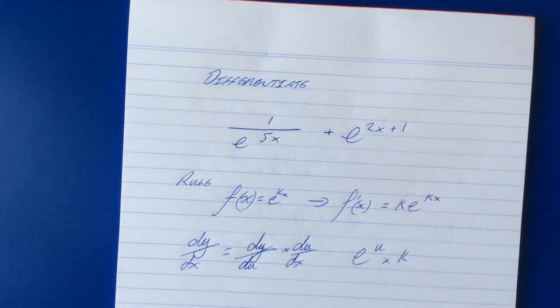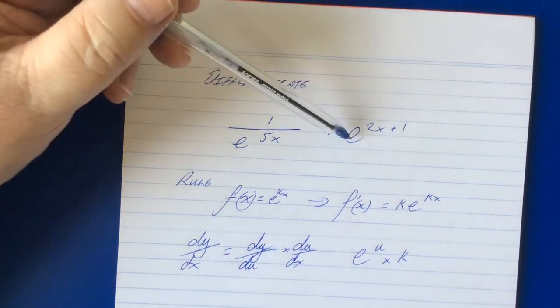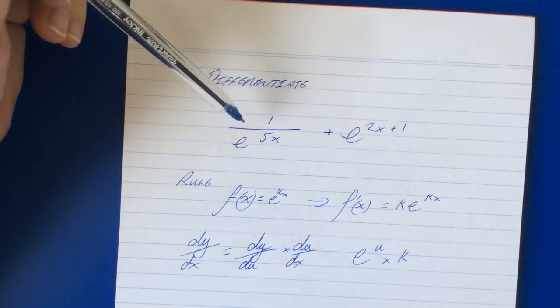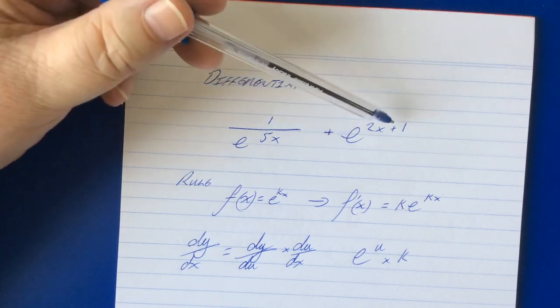Okay, so we've got two expressions here, and we deal with them in the way that you deal with any problem where you've got more than one expression. You do one thing at a time.